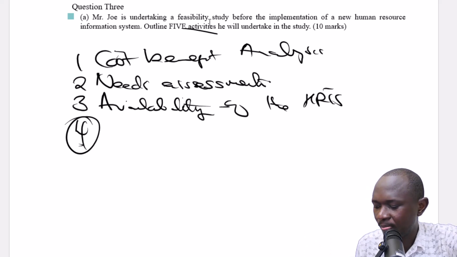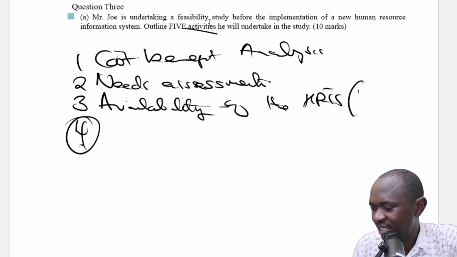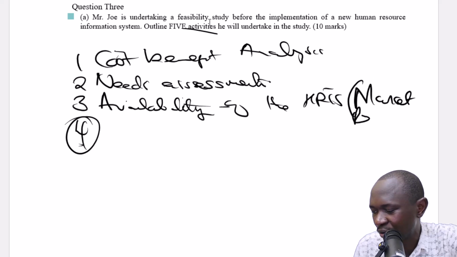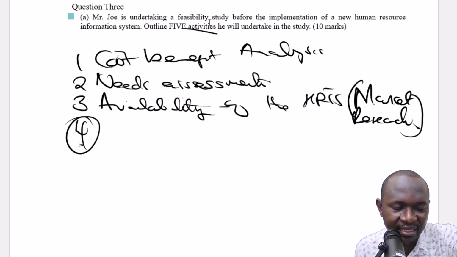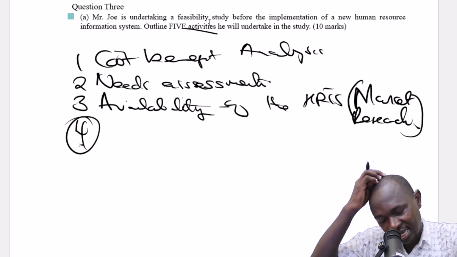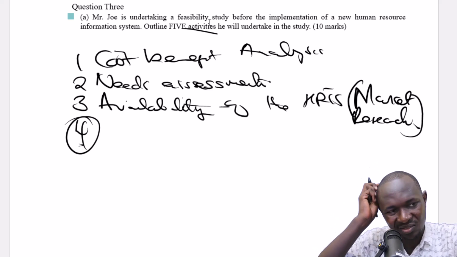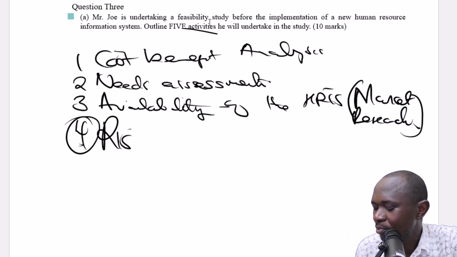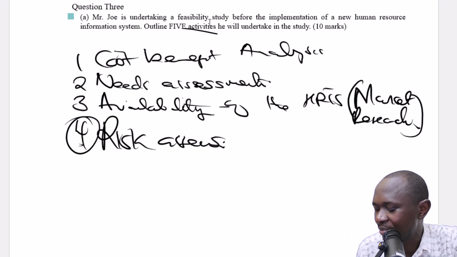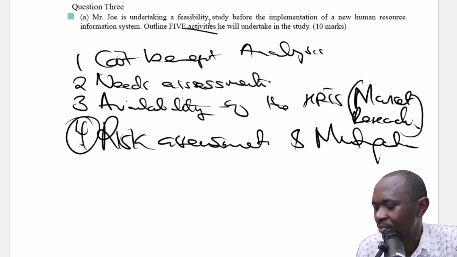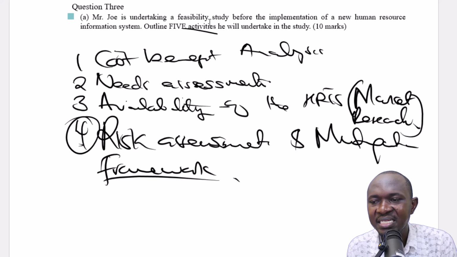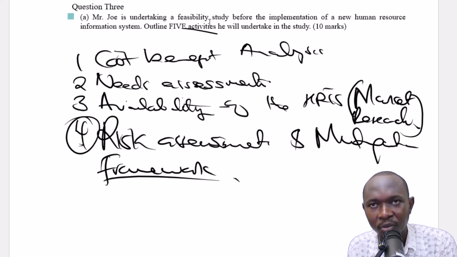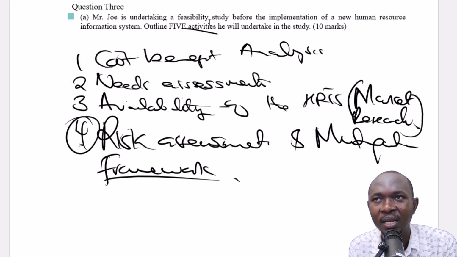Number 4. So basically, availability of the HRIS, we can talk of market research. Let's just conduct a market research and understand the vendors well, and the rates at which the HRIS is going in the market. All that information is very important. Then possible risks. We can talk of a risk assessment and mitigation framework. This should be done at this level of the feasibility study. What are the possible risks that we are likely to encounter?